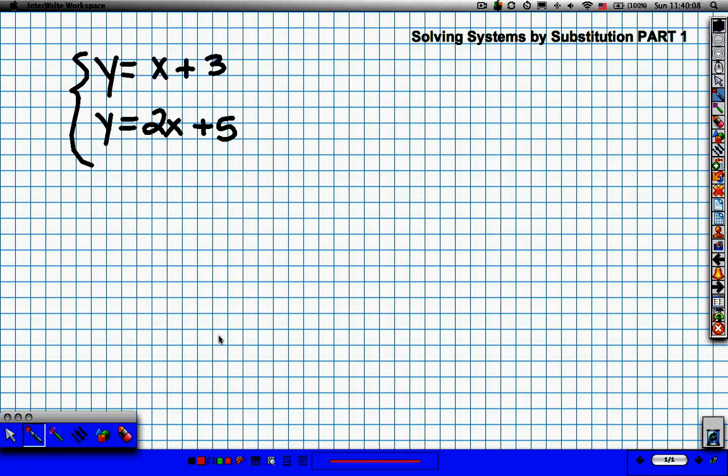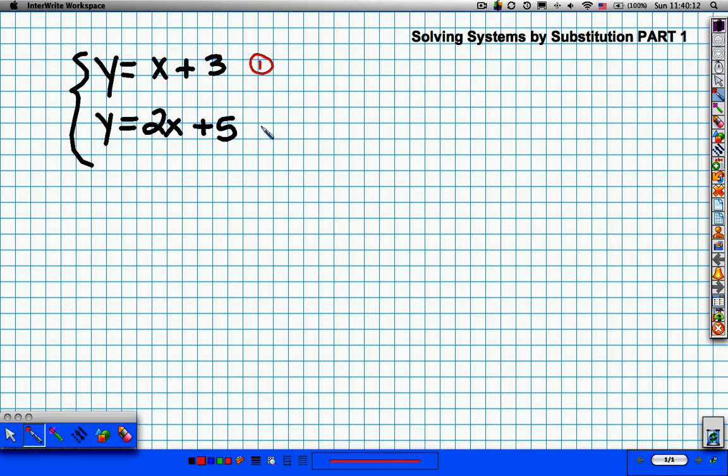So the first step that we want to do is label our equations, because we're going to do a lot of writing and rewriting, and we don't want to lose track of what our original equations were and which one is equation 1 and which one's equation 2. When we solve by substitution, we're basically going to take one equation, doesn't matter which, and substitute into the other. Since it doesn't matter which one we do, that gives us some flexibility.